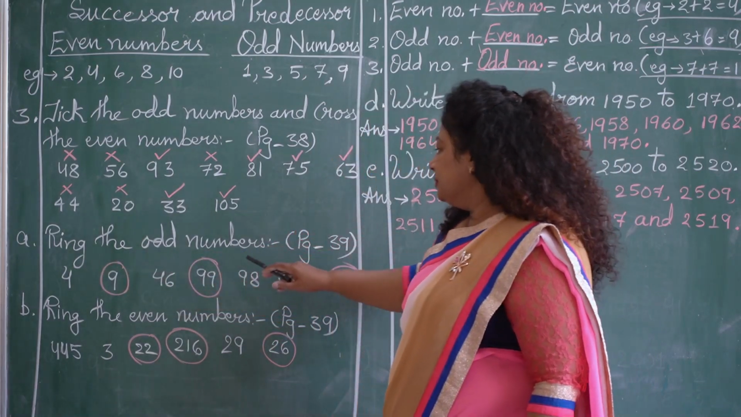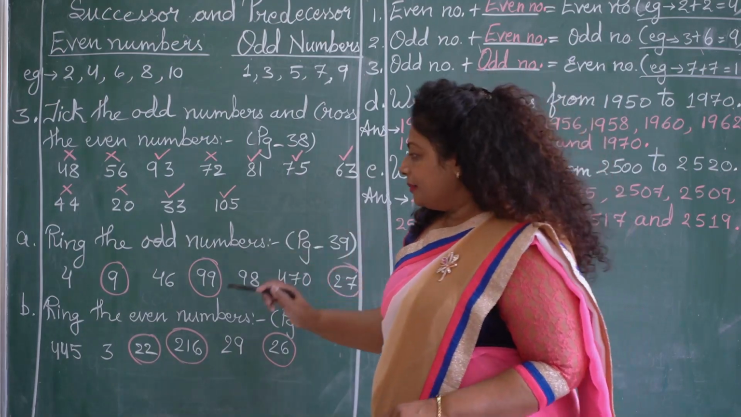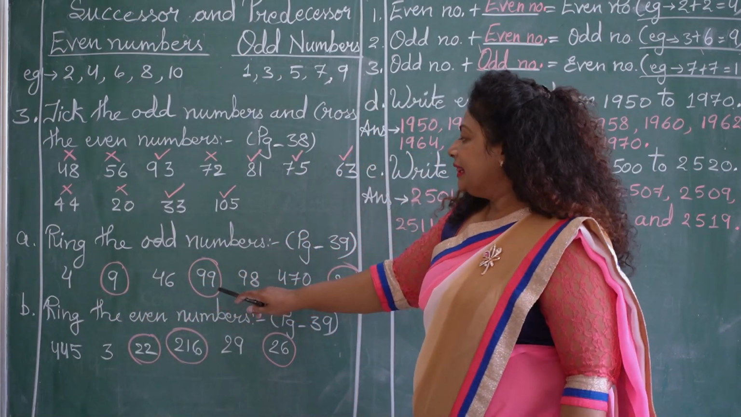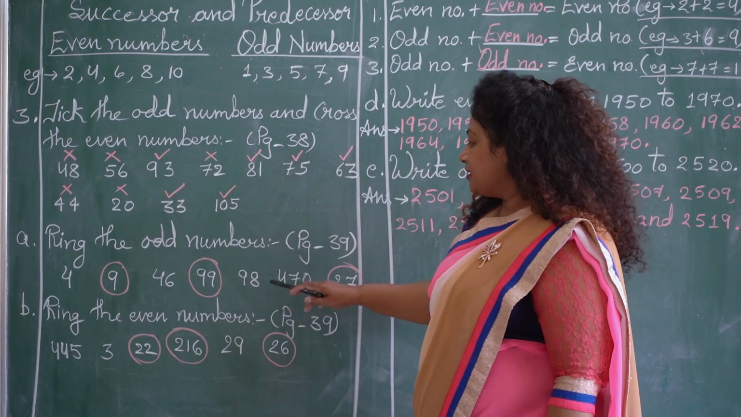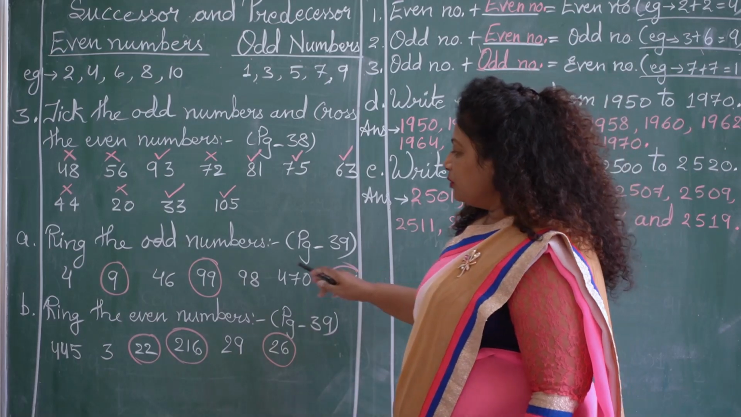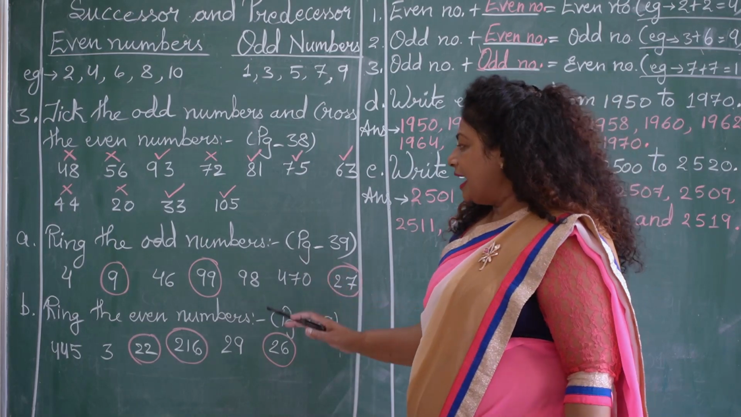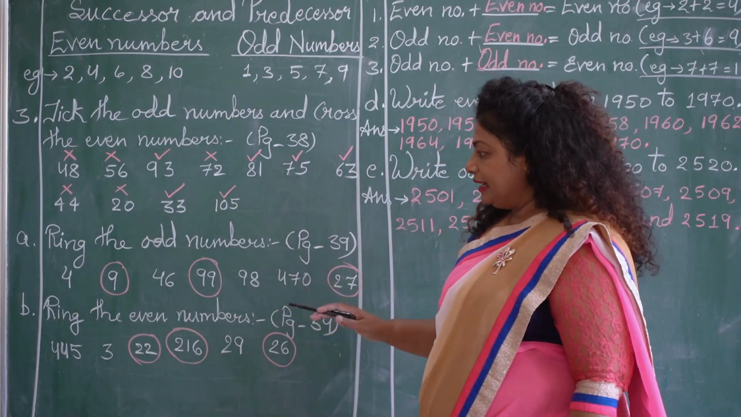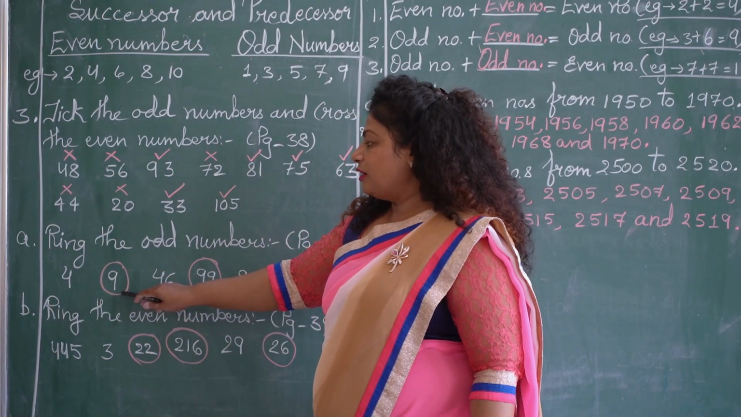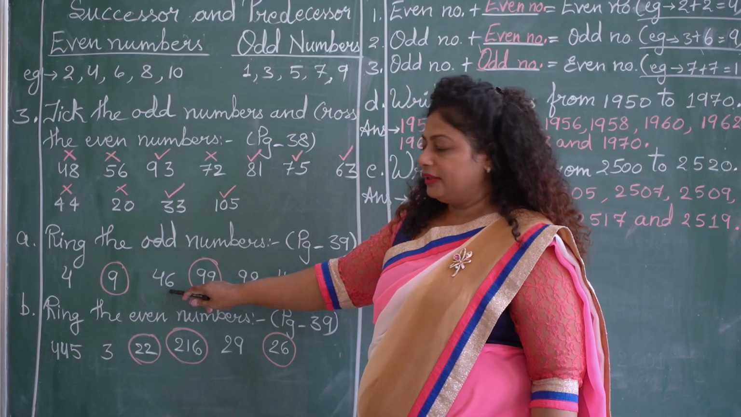Ring the odd numbers, and it is given on page number 39. Numbers are 4, 9, 46, 99, 98, 470 and 27. Now out of these 7 numbers, we have to find the odd numbers. Let's see. 4 is an even number. Okay. 9 is an odd number. Let's circle it. 46 is an even number. We'll not do anything with it.